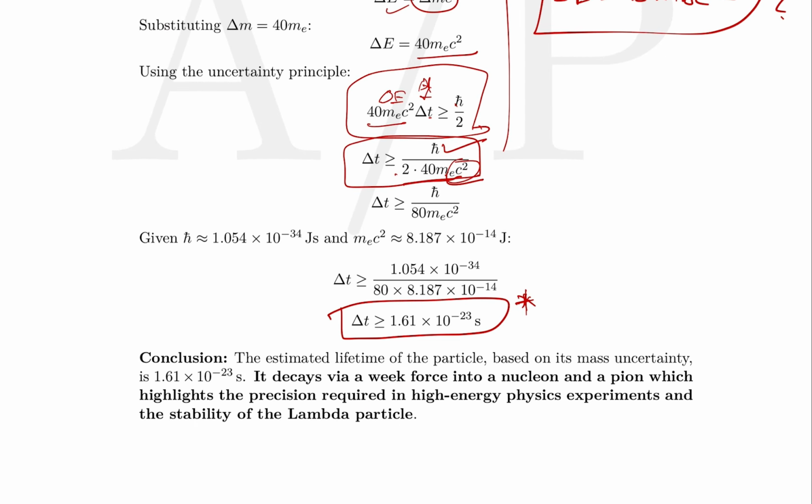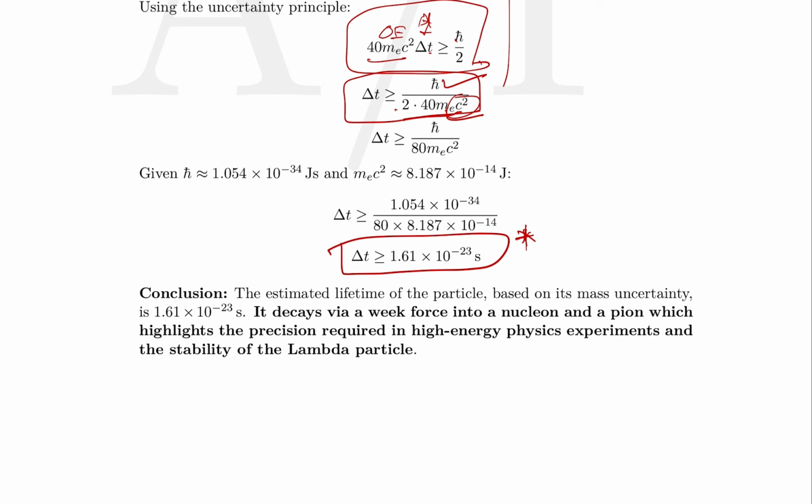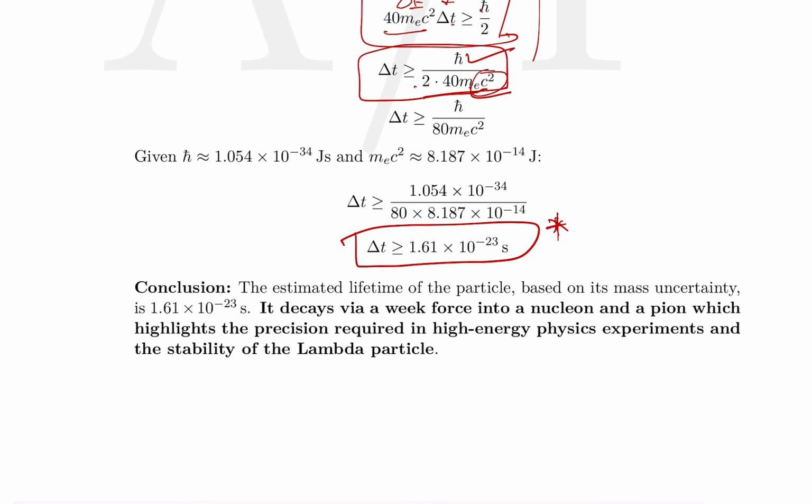This you have to note. And let's come to the conclusion. The estimated lifetime of the particle based on its mass uncertainty is 1.61 × 10^-23 seconds. It decays via a weak force into a nucleon and a pion, which highlights the precision required in high energy physics experiments and the stability of lambda particle.